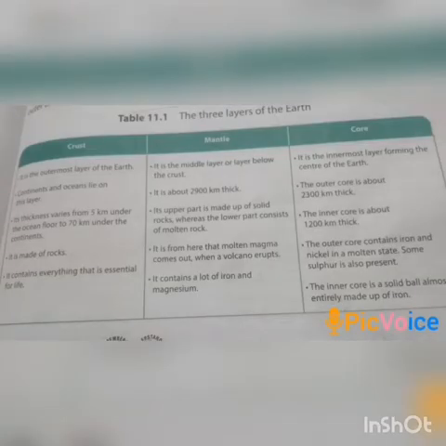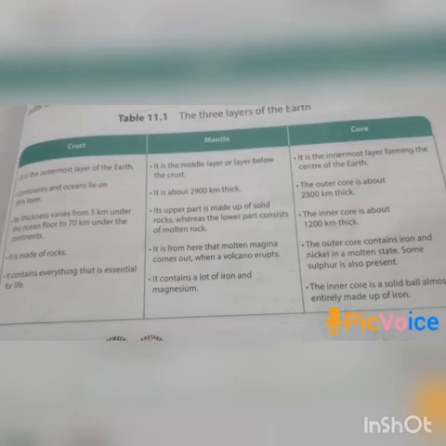Okay, let us see the detailed study of the three layers of the earth. What are the three layers of the earth? Crust, mantle and core. Crust is the outermost layer of the earth. Mantle is the middle layer of the earth, below the crust. And core is the innermost layer of the earth, present at the center of the earth.